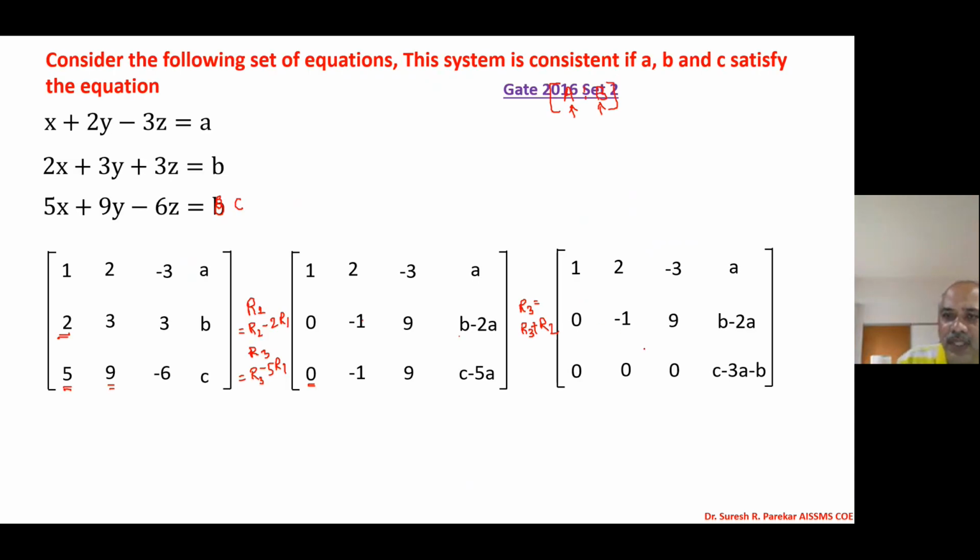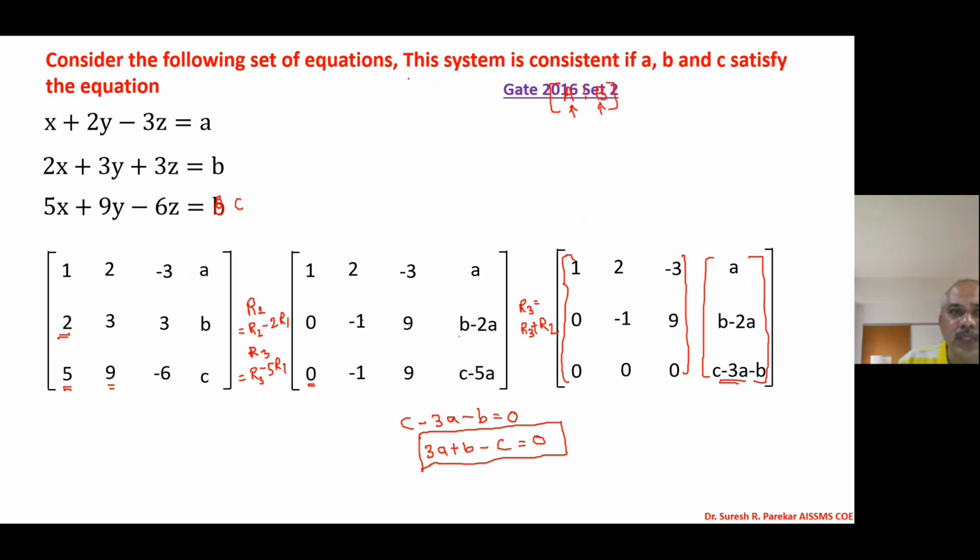And then if our equations are consistent, then this will be my A matrix, and this is my B matrix, and rank of A and B should be the same for consistency, and therefore we should have this value 0, and therefore we have C minus 3A minus B equal to 0, and automatically we will get 3A plus B minus C equal to 0. If this equation is satisfied by A, B, C, then we say these equations are consistent.